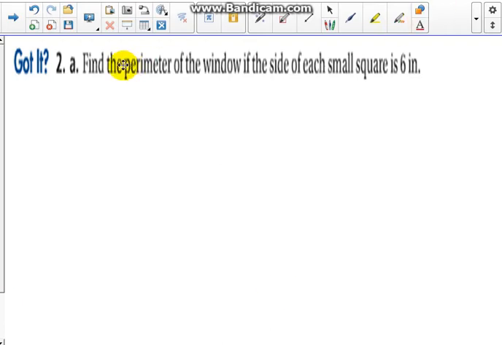So the Got It here is to find the perimeter of the window if the side of each small square is 6 inches. You may pause here and solve if you would like, or continue on with the homework. Our homework is the Practice K work right now, problem 4. Pause and come back when you're done.